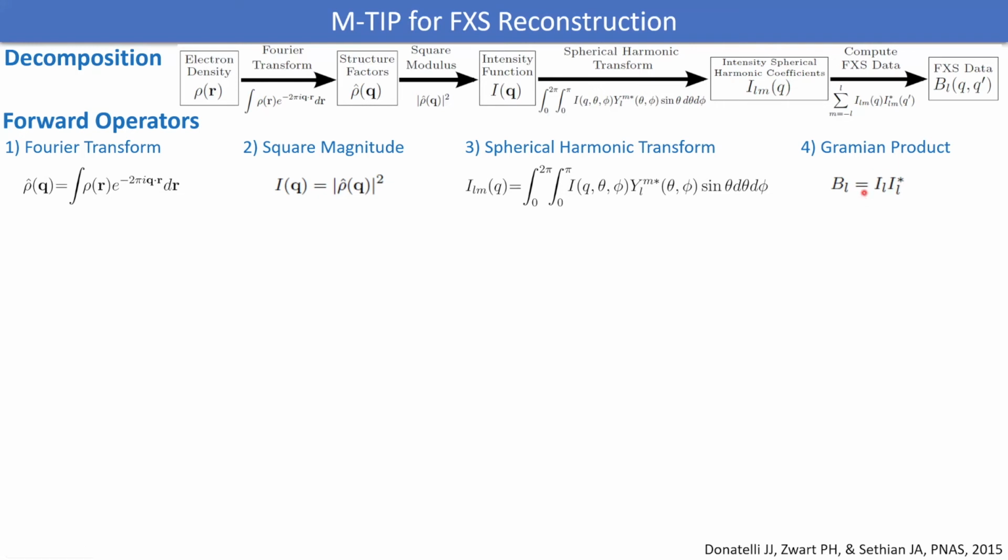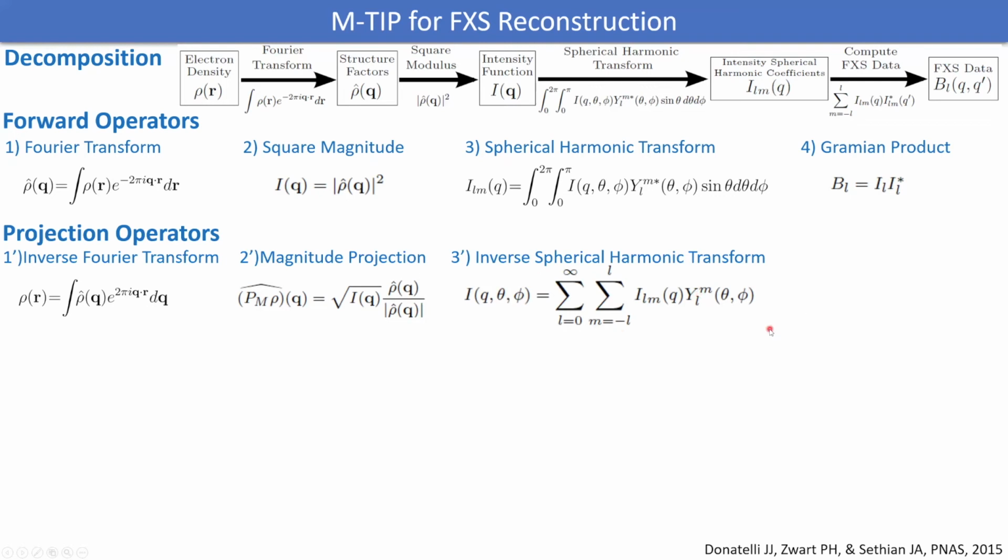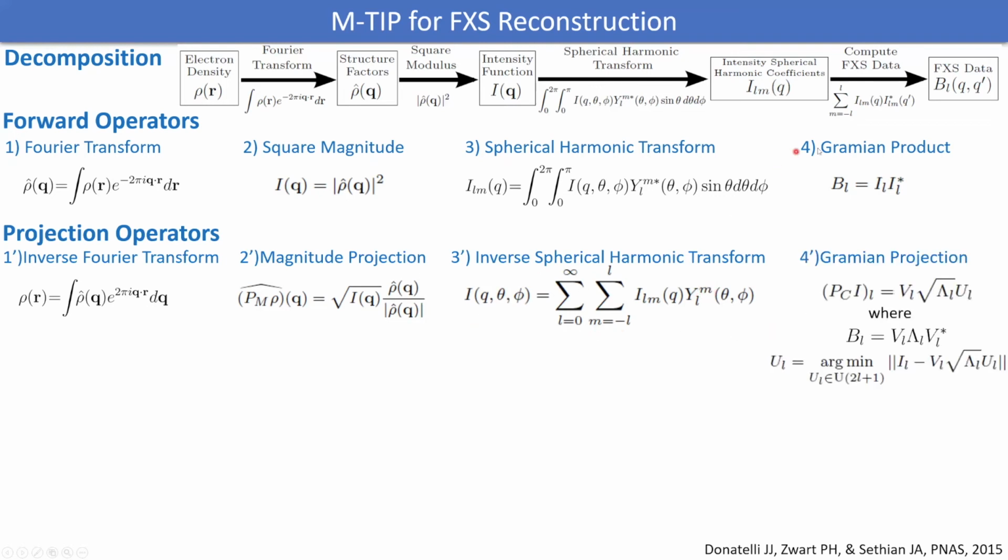So what we're going to need now is projection operations for each of these forward operations. The Fourier transform is easy. It's invertible, so its corresponding projection is just the inverse Fourier transform. The squared magnitude is just the magnitude projection I showed you before for the phase problem. The spherical harmonic transform also has a corresponding inverse spherical harmonic transform, and there are fast methods for computing that. And then for the last term, the Gramian product, the corresponding projection is really cool, but unfortunately I don't have time to go into detail about how it works here.